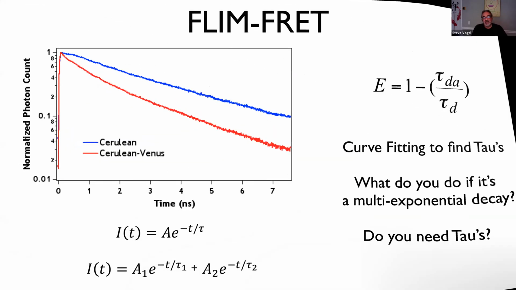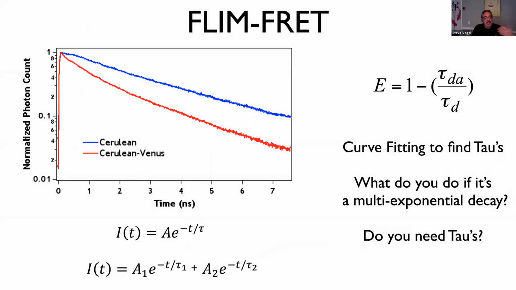Okay, so here's a FLIM-FRET, the same data I showed you before, single exponential, double exponential. Okay, here's the equation I told you. So we can do curve fitting on these curves. So we can fit the blue curve, and just looking at it, I know we can fit it really well with a single exponential decay model, which is this one.